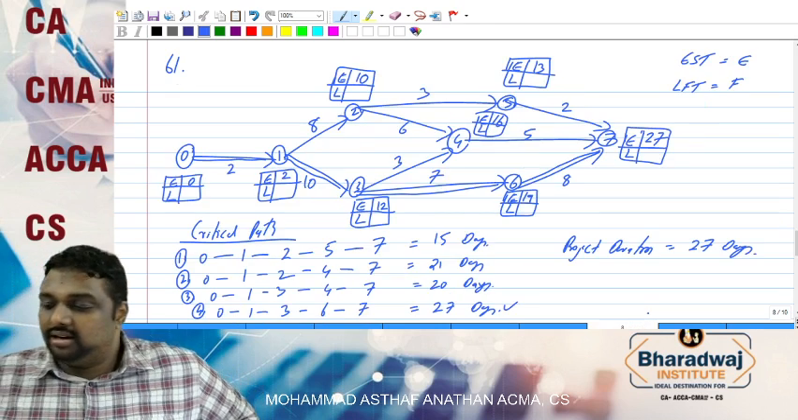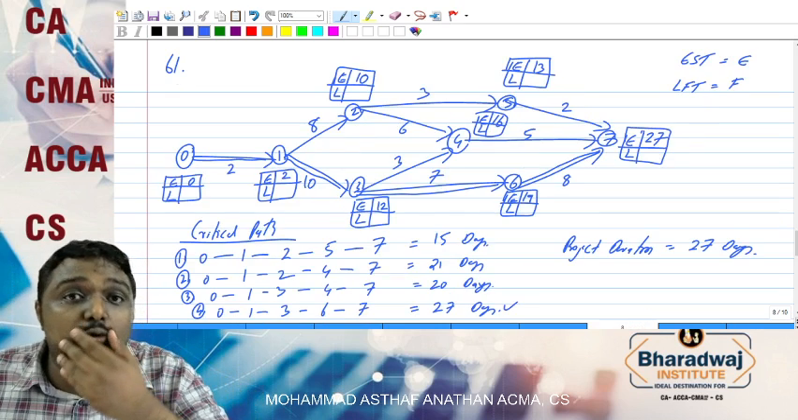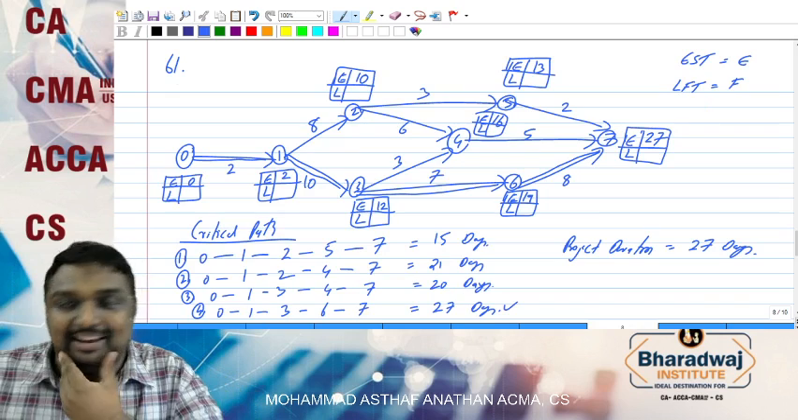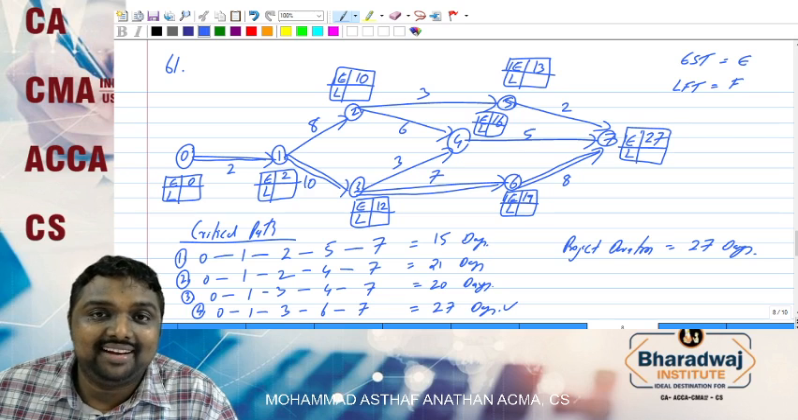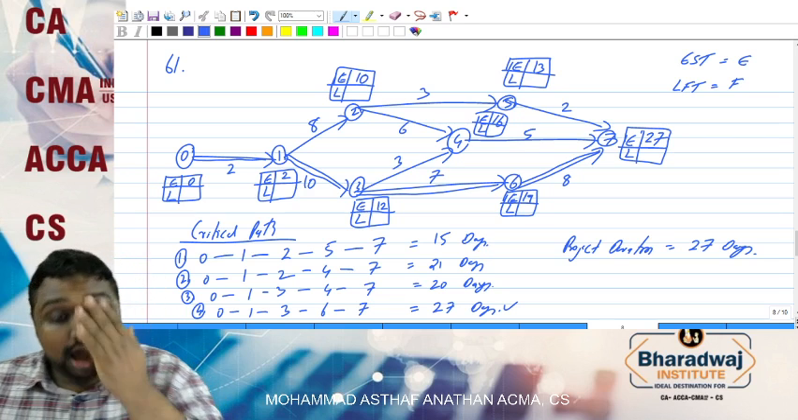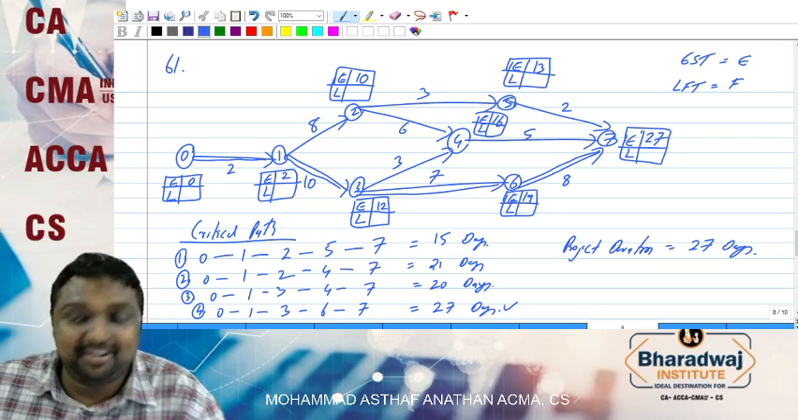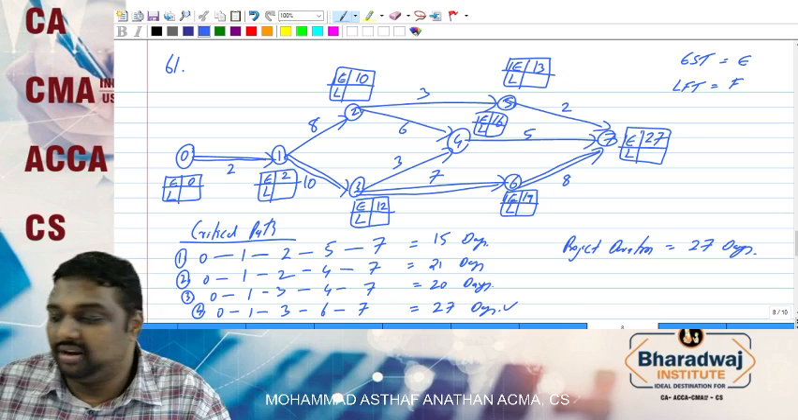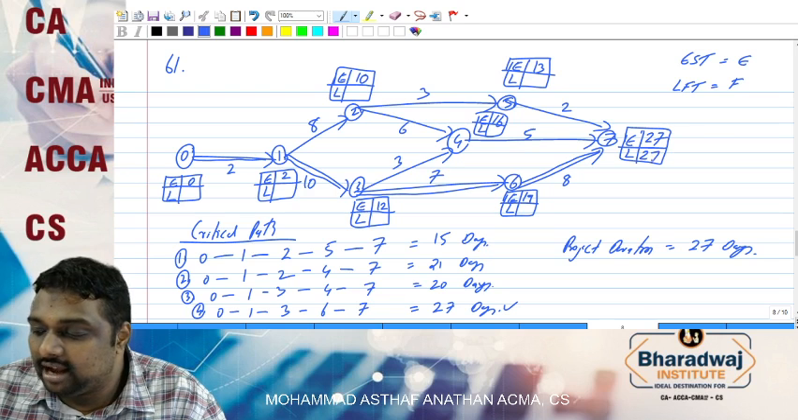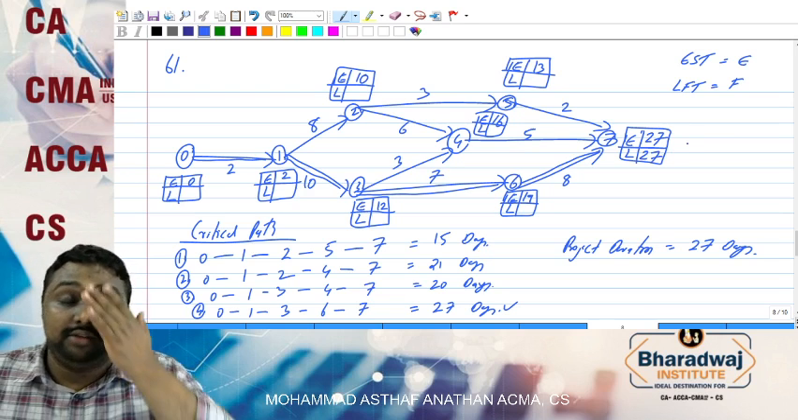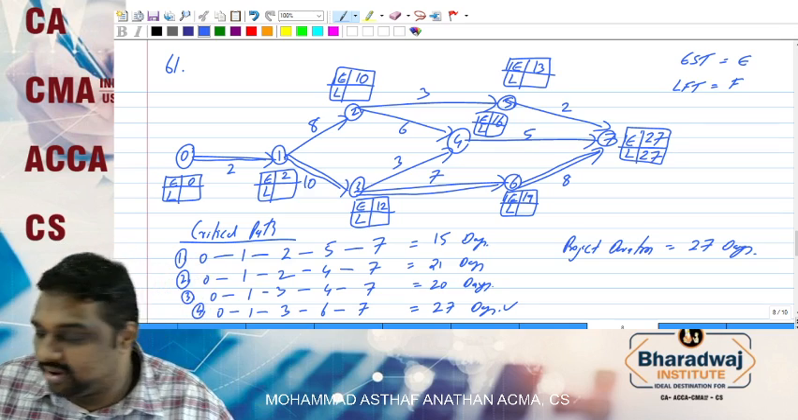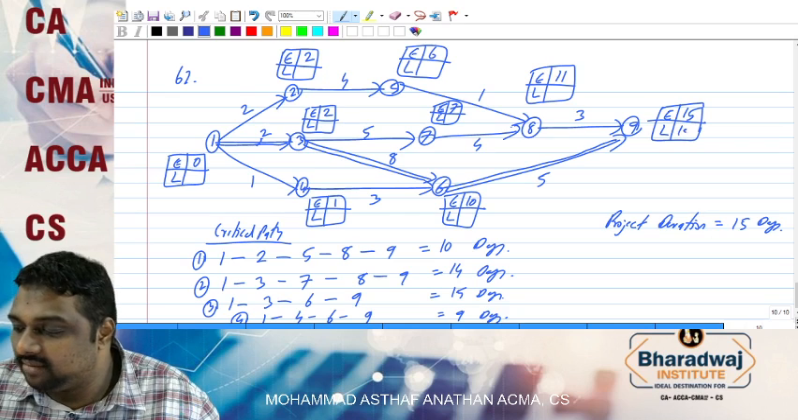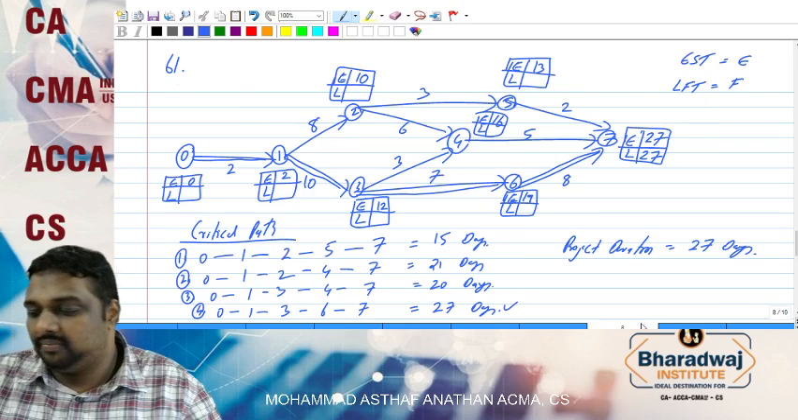So we have learned how to find out E value. Now we will learn how to find L value. How to find L value, my dear friends? The L value at the end will be the same as the E value. So we have E value 27, L value also 27. Here also the same way we will have 15.